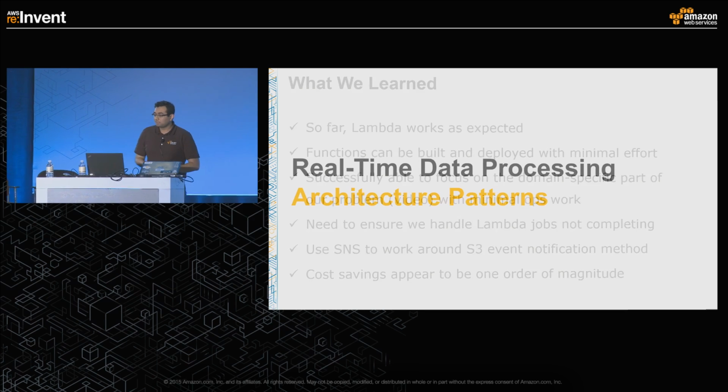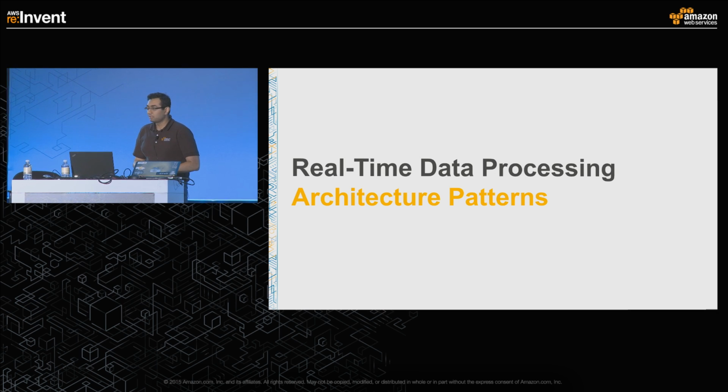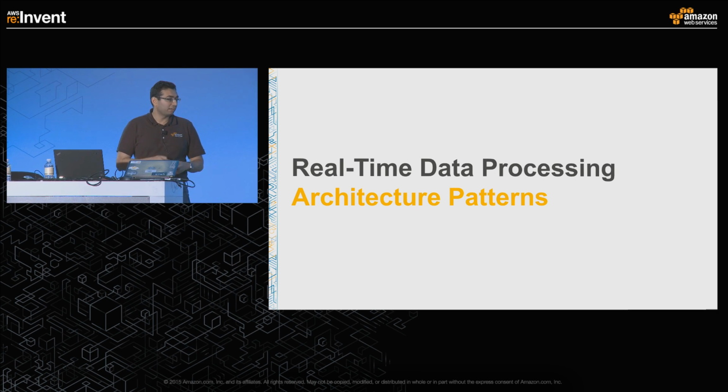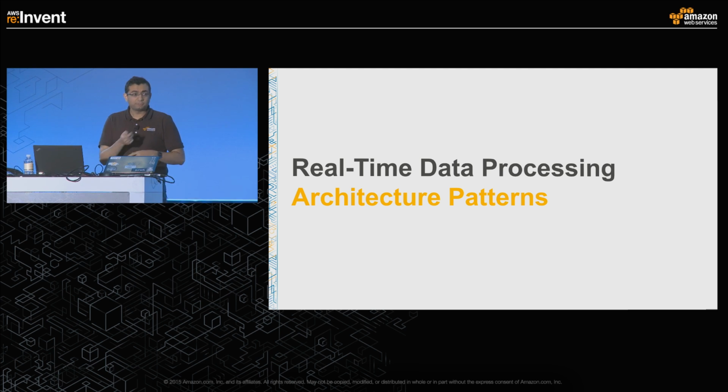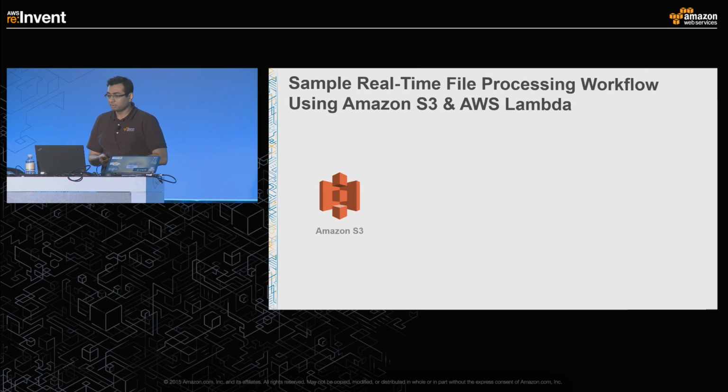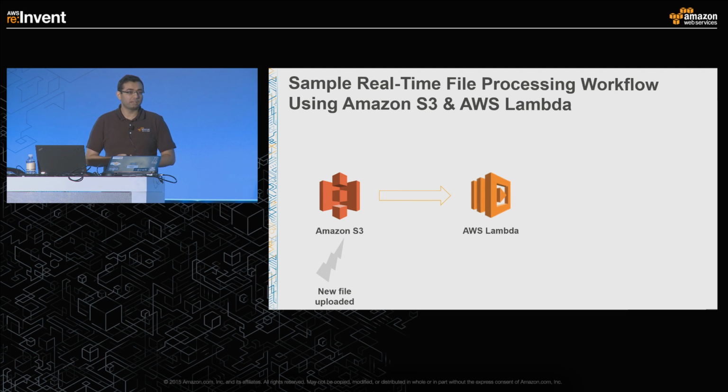So from here, let's look at some of the real-time data processing architecture patterns, and let's go deep into what an architecture would look like and what different architectures you could build using AWS Lambda. So for the first one, let's pick the one that Jay just talked about, which is how you could do real-time file processing workflows with Amazon S3 and AWS Lambda. The way this would work is that whenever any S3 bucket has a new file uploaded to it, S3 recently announced something called S3 event notifications, and you can hook up a Lambda function to that S3 object notification.